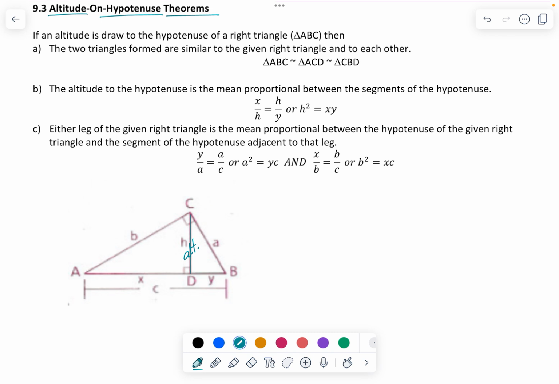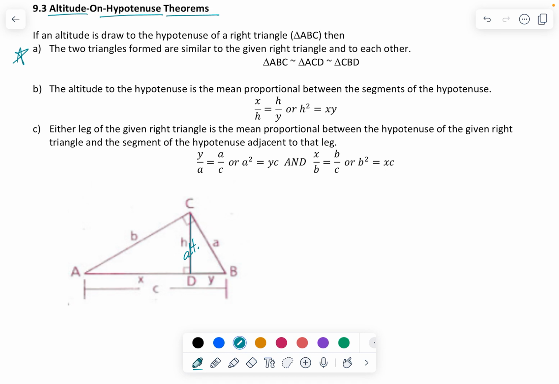So it says, if an altitude is drawn to the hypotenuse of a right triangle, then, first of all, the two triangles formed are similar to the given right triangle and to each other. So in other words, we have triangle ABC, the big one, similar to triangle ACD, the left side one, similar to triangle CBD, the right side one that's formed. Okay, and the reason is AA.